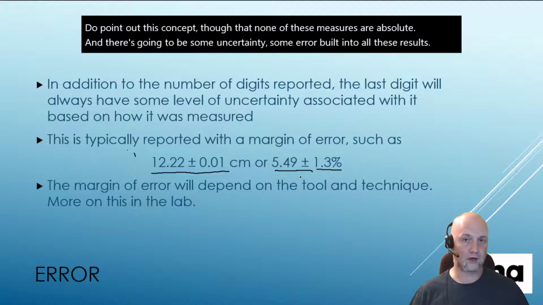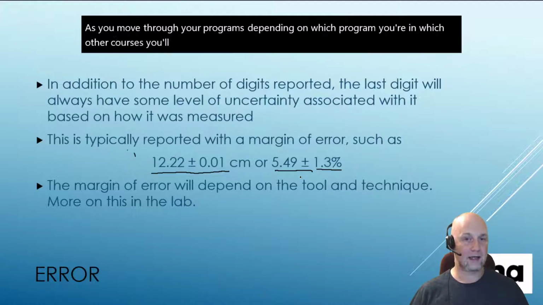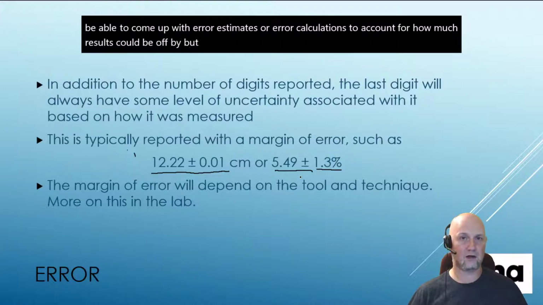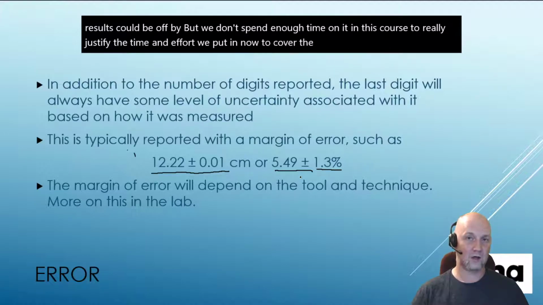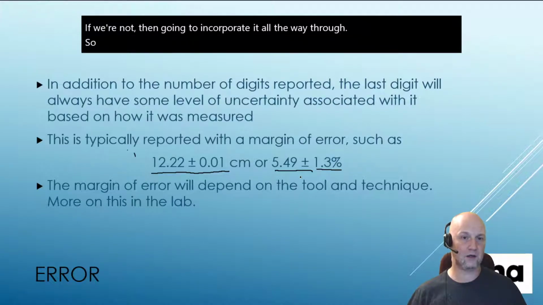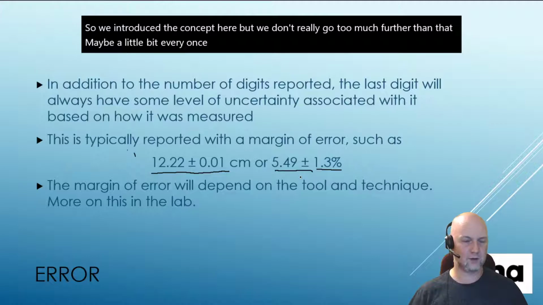As you move through your programs, depending on which program you're in and which other courses you'll do, that concept will get brought forward again, and you'll need to be able to come up with error estimates or error calculations to account for how much results could be off by. But we don't spend enough time on it in this course to really justify the time and effort we would put in now to cover the rules if we're not then going to incorporate it all the way through. So we introduce the concept here, but we don't really go too much further than that. Maybe a little bit every once in a while in the lab, but that's about it.